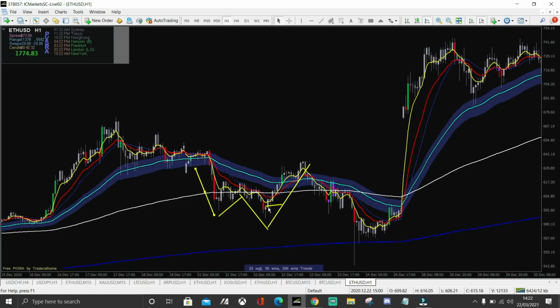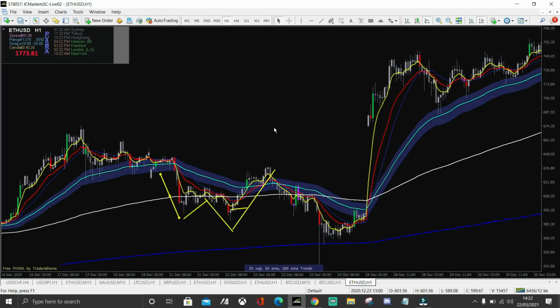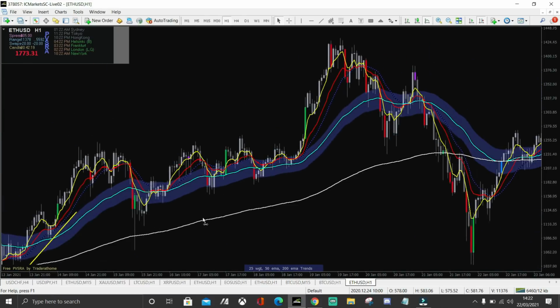You could have taken at least how many pips to the 50-day moving average? 230 pips. Happy days. I'm happy with that. All right? Cool. That is your W formation. That is effectively what you're waiting for.